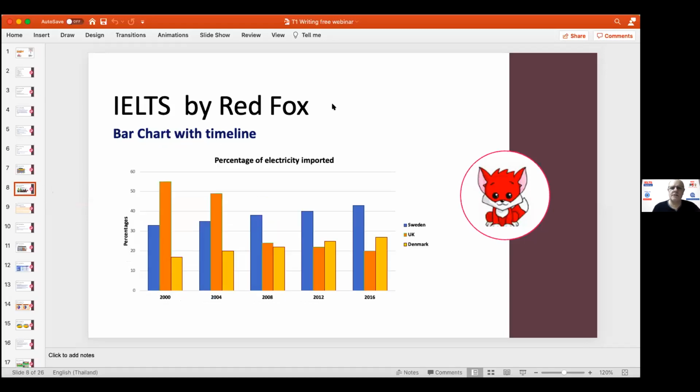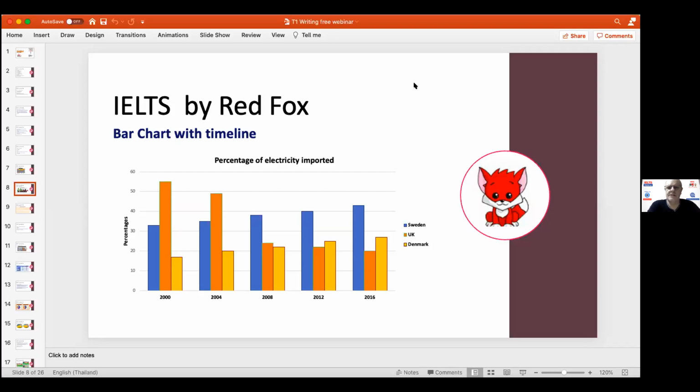Our next slide shows us a bar chart, which is also over a timeline. Again, you see the timeline on the horizontal axis. And again, the measurement here is in percentages, which we see on the vertical axis. We have percentage of electricity imported into 3 different European countries. We see a falling pattern for Denmark, but an increasing pattern for the other 2 countries. So there's an immediate comparison that we can see.